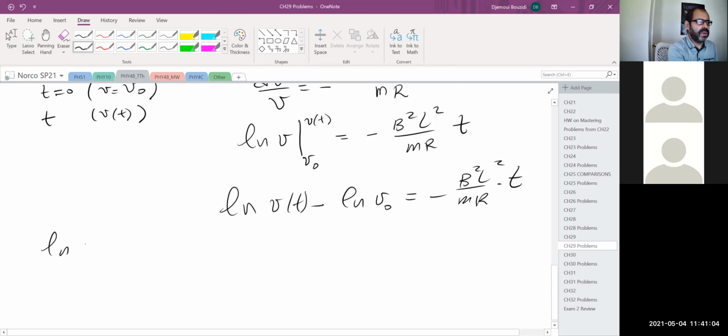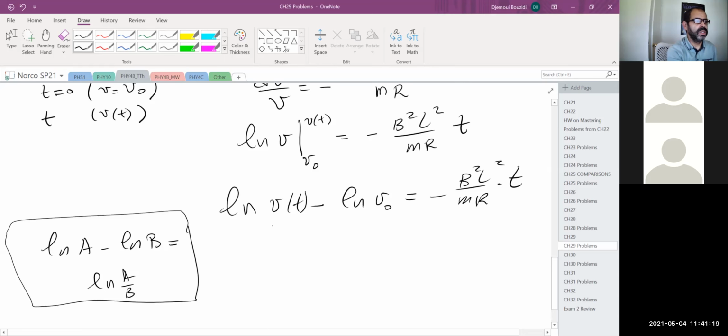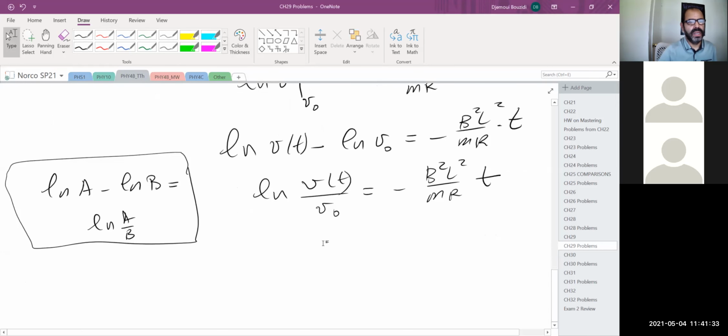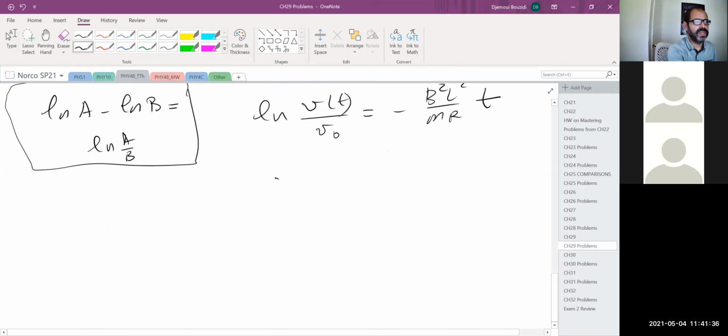There is a property that you guys have discussed when you were doing the natural log. The difference of the two ln's is just the ln of the ratio, a over b. The sum is just the product of the two quantities. So this is part of the properties of the natural log. We can write this expression as ln of v_t over v naught is equal to minus B squared L squared over mR times t. Take the exponentiation of both sides. The exponentiation cancels the natural log, and I will just have the ratio of v sub t with respect to v naught is equal to the exponential of minus B squared L squared over mR times t, okay?